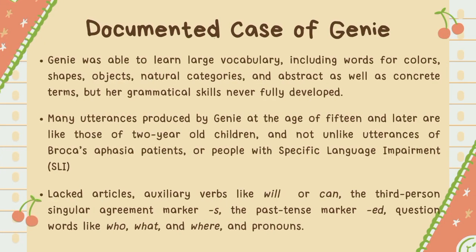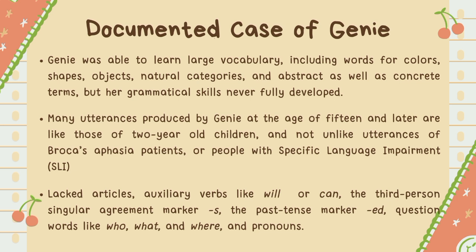So next is the documented case of Genie. Genie was one of the feral children. Genie, despite her extreme social isolation, was able to learn a large vocabulary after being discovered. She learned words for colors, shapes, objects, and natural categories, in both abstract and concrete terms. This shows that she had the capacity to learn and remember new words.